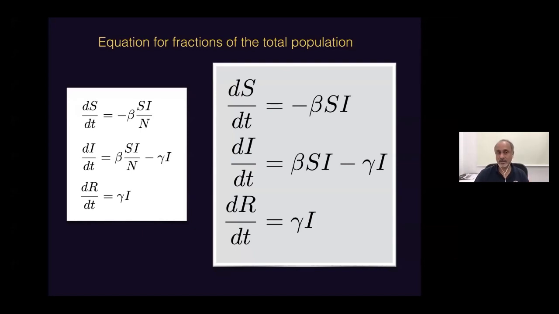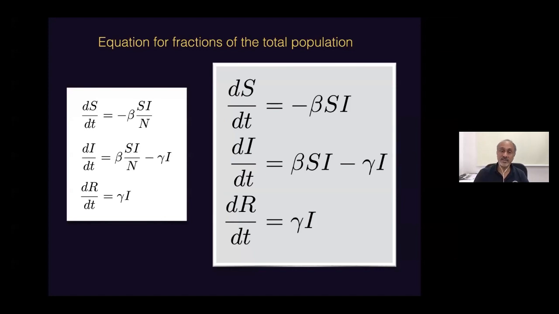So if you just work that out carefully, you will see that the factors of n have vanished, but the equations, the larger set of equations on the right-hand side, are now for the fraction of the population that is susceptible, the fraction of the population that is infected, and the fraction of the population that is recovered. Each of these fractions can go between 0 and 1 because they're a fraction, they cannot exceed 1.